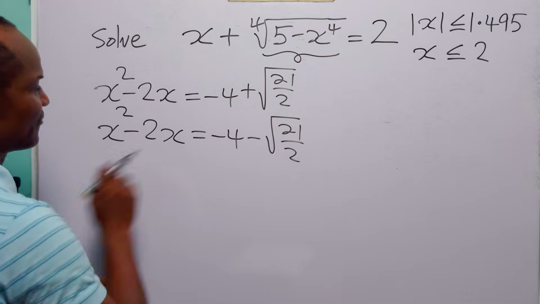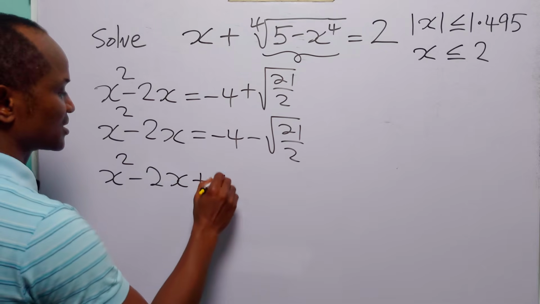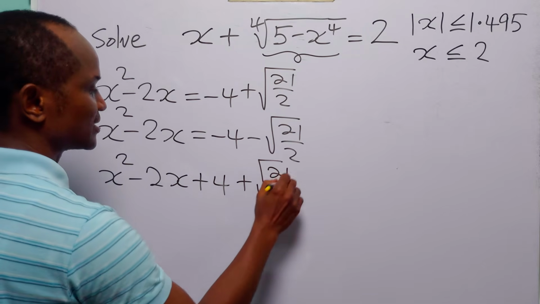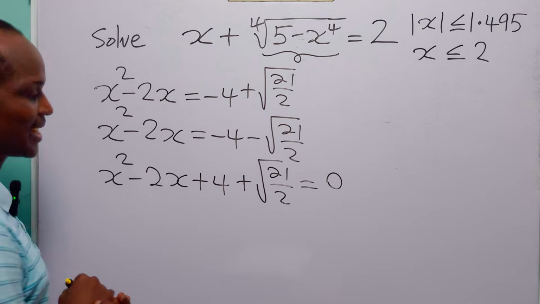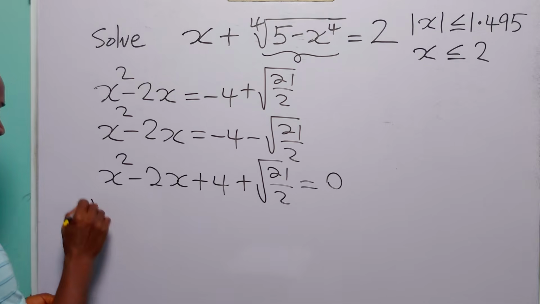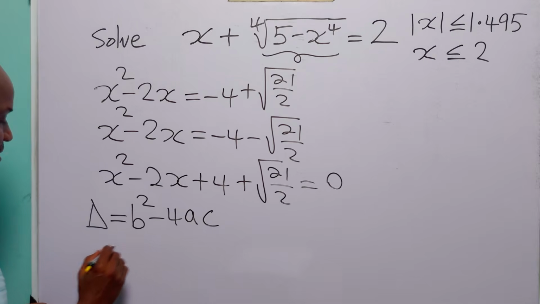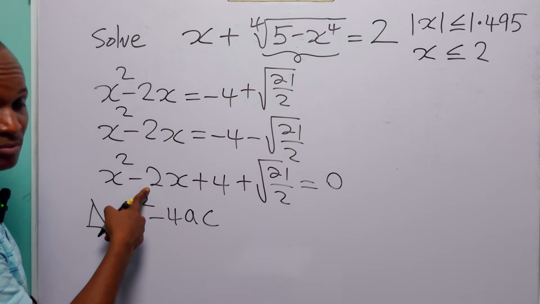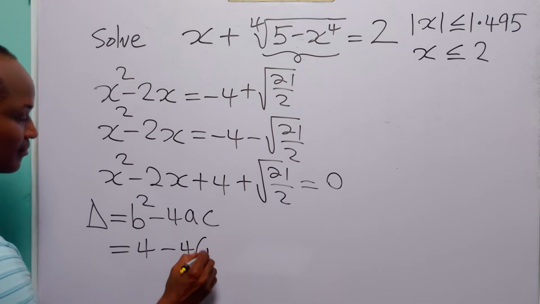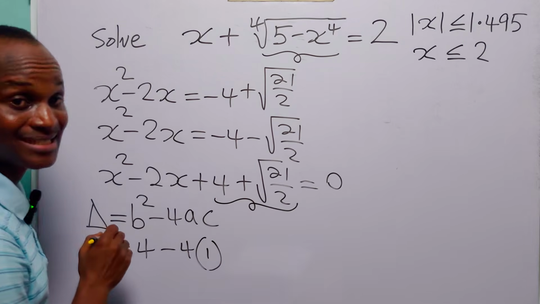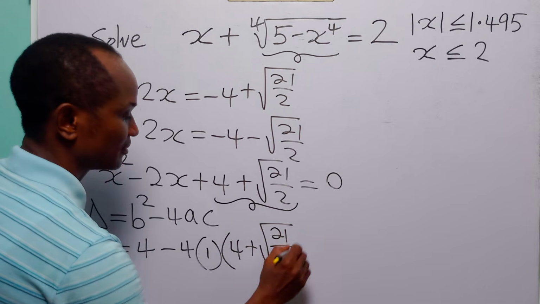This equation is not going to yield any real values of x. Let me show you. Rearranging this equation, we have x squared minus 2x plus 4 plus root 21 over 2 is equal to 0. Now let us calculate the discriminant of this quadratic equation. We have that the discriminant is equal to b squared minus 4ac. b is minus 2. Minus 2 squared is 4. a is 1. And c is the constant term. So this is 4 plus the square root of 21 over 2.